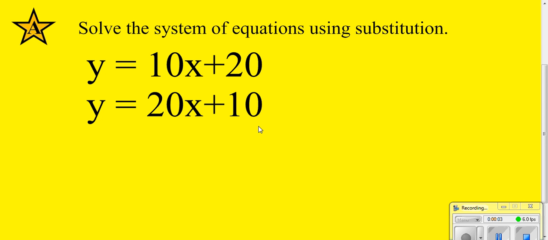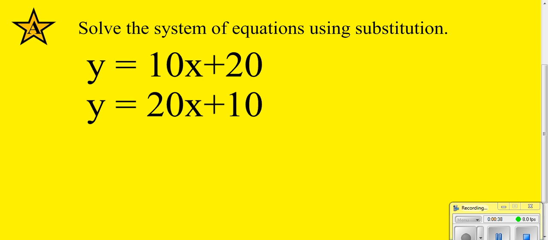Solve the system of equations using substitution. This video is going to show you how to solve the system of equations algebraically using substitution. Now remember, system of equations means you're basically taking this linear function here and this linear function here, not graphing them, but finding where they intersect on the coordinate grid. So you're going to have a coordinate for x and you're going to have a coordinate for y.